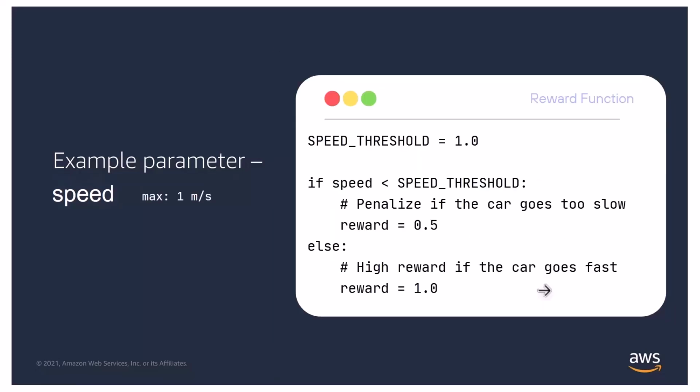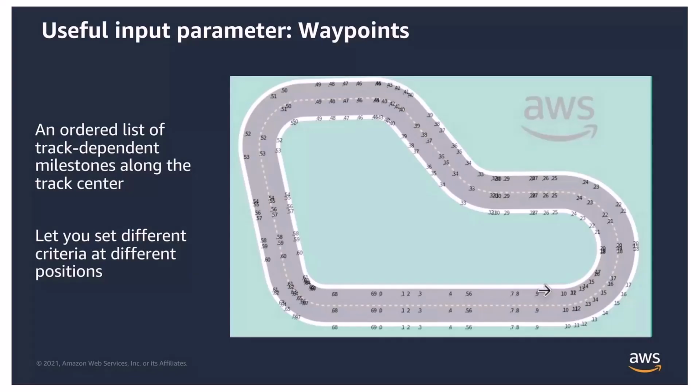Speed is another important parameter, where the maximum speed in DeepRacer student is 1 meter per second. We need to use this parameter sparingly or not at all. We can limit the lower bound of speed but never include too many conditions for this parameter.